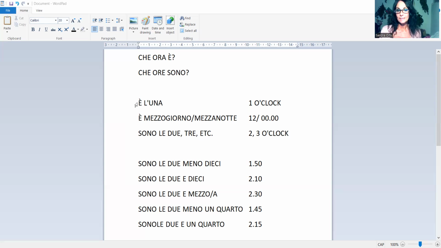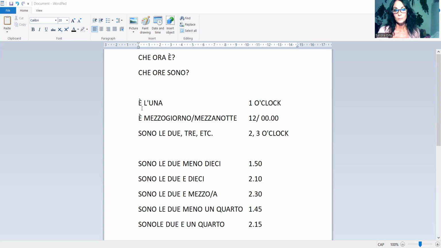So can you see here, as I said, it's singular when we're talking about 1, it is 1 o'clock. When it is midday or midnight, singular too; otherwise plural. Can you see the verb here? We're using the verb to be, essere, like in English. So here it is plural when we're talking about 2, 3, 4, etc.